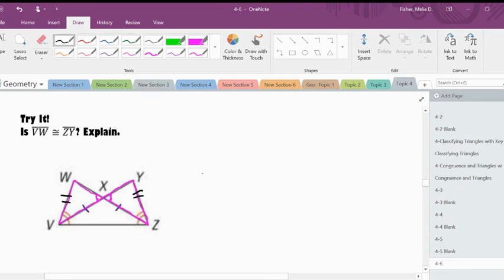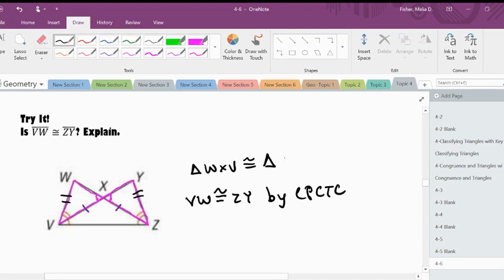There are about 4 other ways you could have figured this out. So if you did a different way, you really should have still come out with the fact that VW is congruent to ZY by CPCTC. I used triangle WXV being congruent to triangle YXZ by angle, side, angle. You could have used these big triangles right here, but in the end, that's what you're looking at.